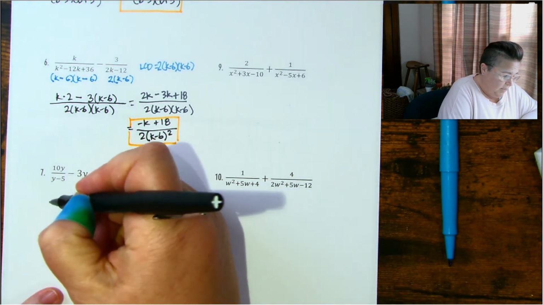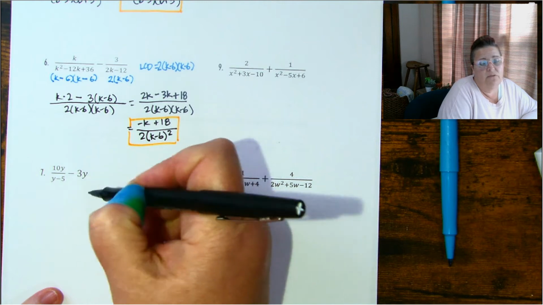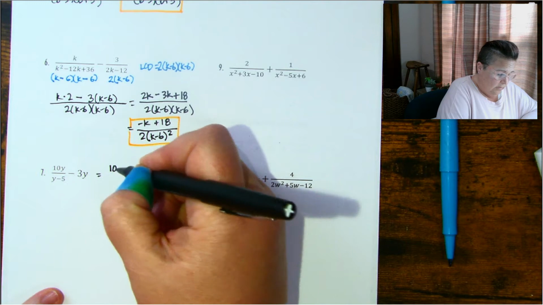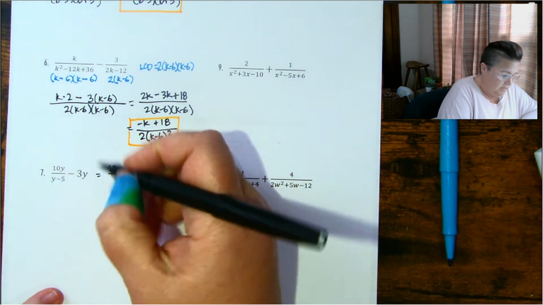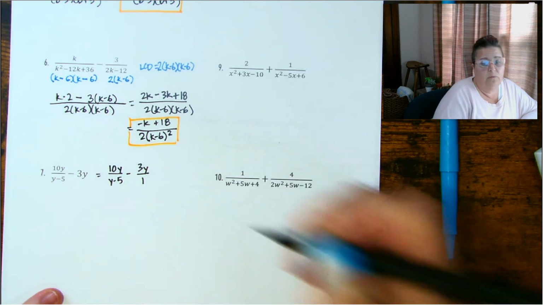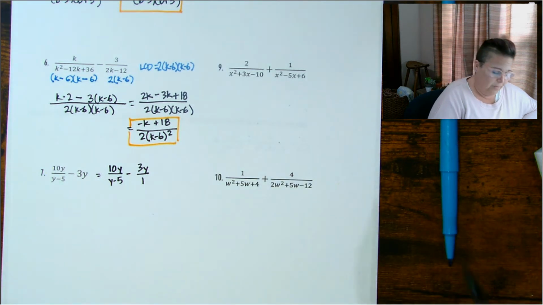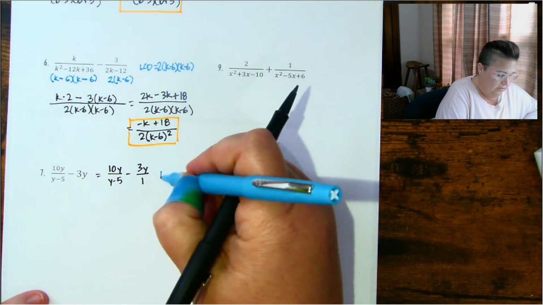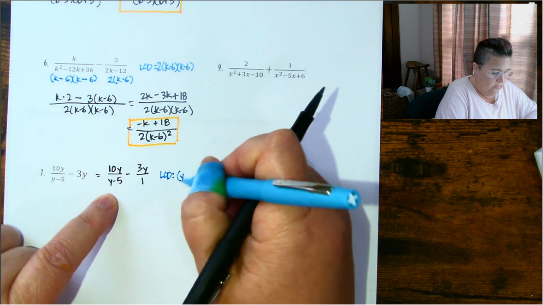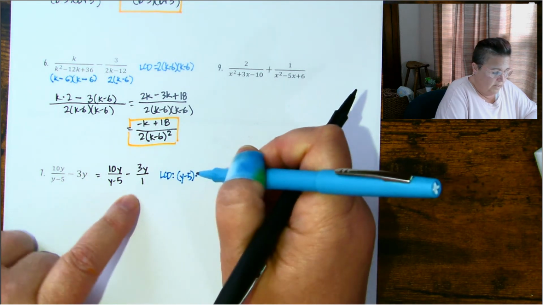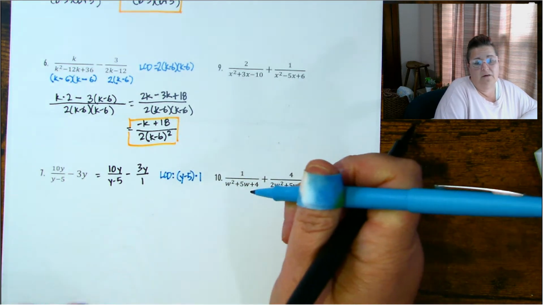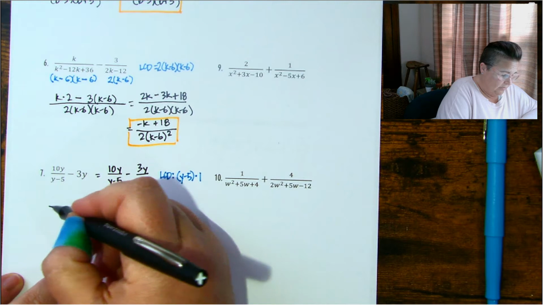Number 7 represents what happens when you don't have fractions in both of them. Here I have a 10y over y minus 5 minus a 3y. So we're going to do what you do. Basically, it's a little bit of a sneaky trick. If you just make that a 3y over 1, you now have two denominators. Your LCD, your lowest common denominator, is all of the factors in the first denominator multiplied by anything in the second that wasn't, so just 1. So my lowest common denominator here is just a y minus 5.